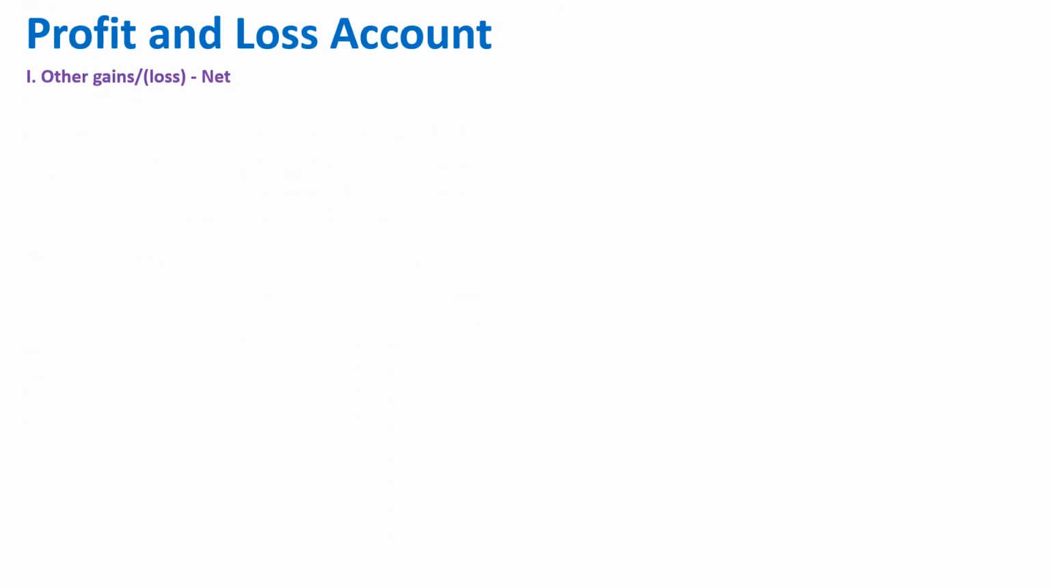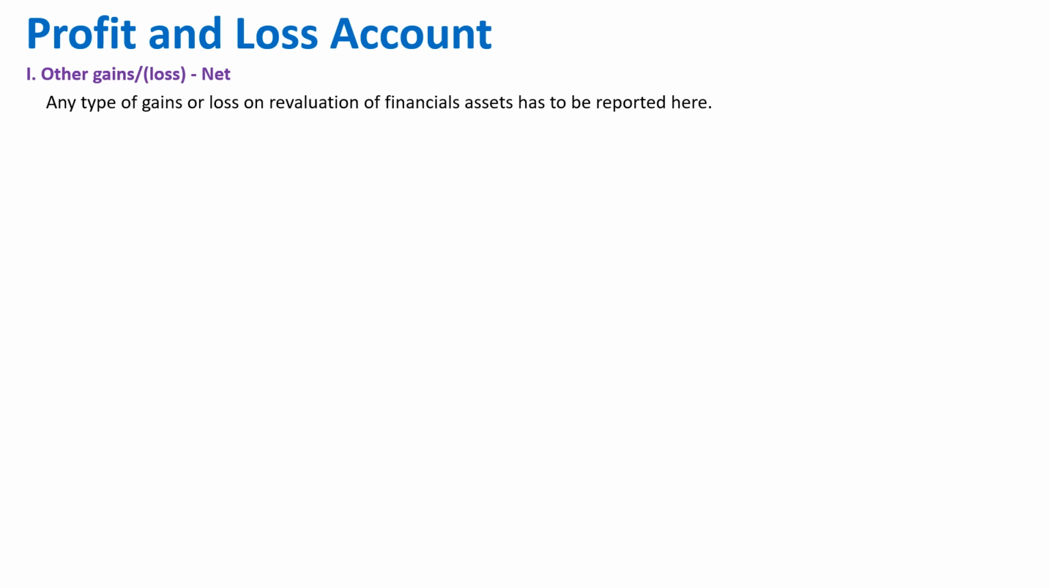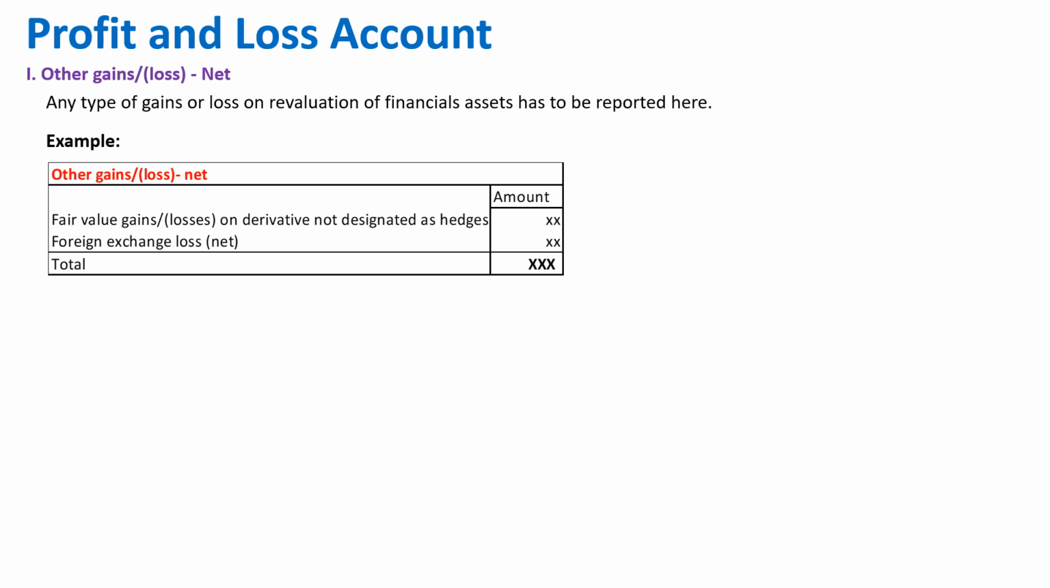Next one is other gains and losses. Any type of gain or loss on revaluation of financial assets has to be reported here. Example, fair value loss or gain on derivatives not designated as hedges. In that case, for example MTM, mark to market valuations, if there is a gain or loss, has to be reported here. Similarly, your forex restatement or exchange loss and gain, you name it in any way, has to be reported here. So this will be reported under other gains and losses.